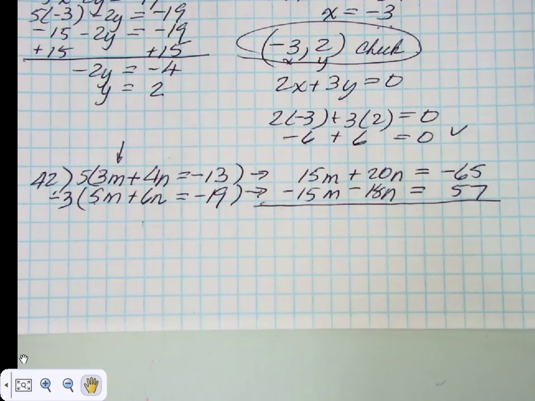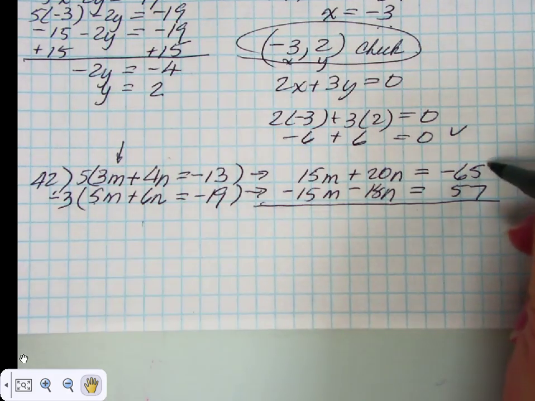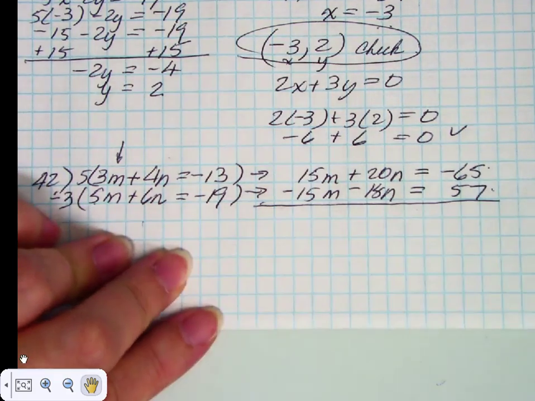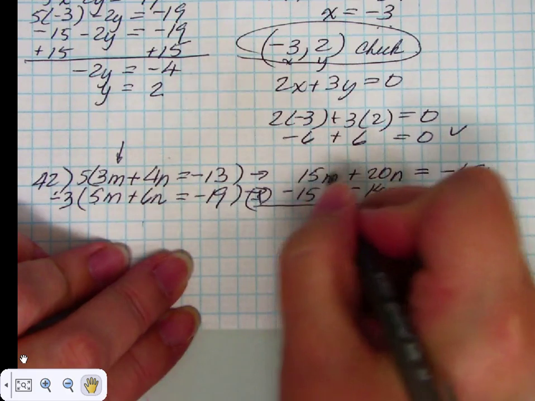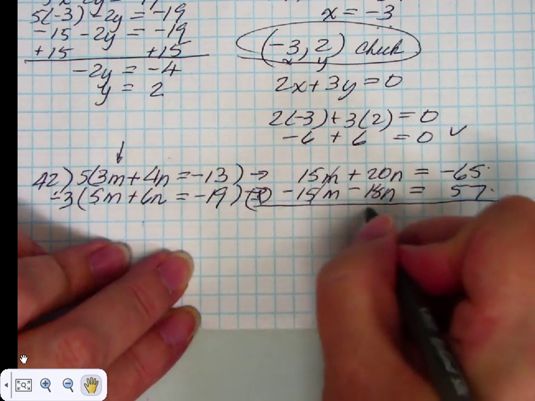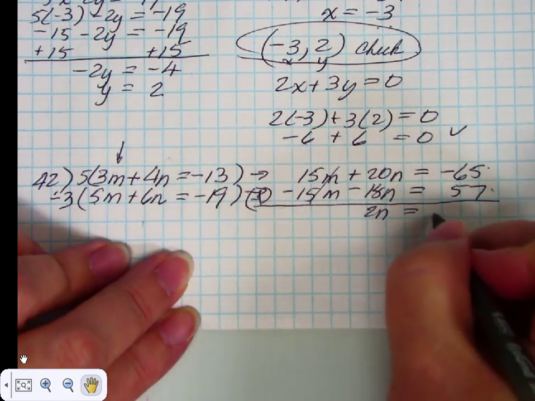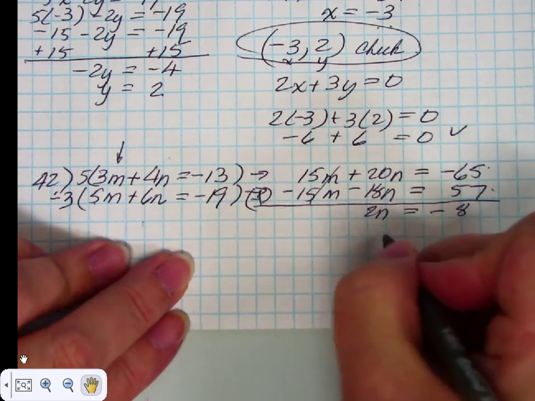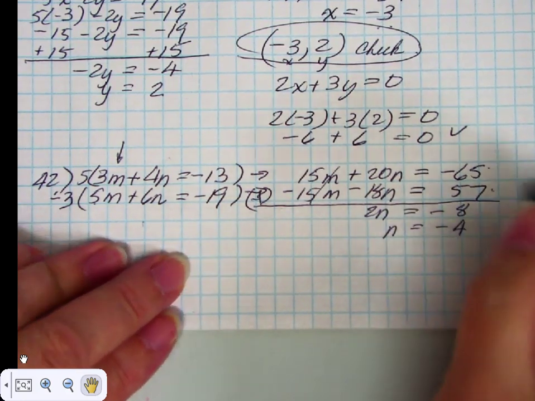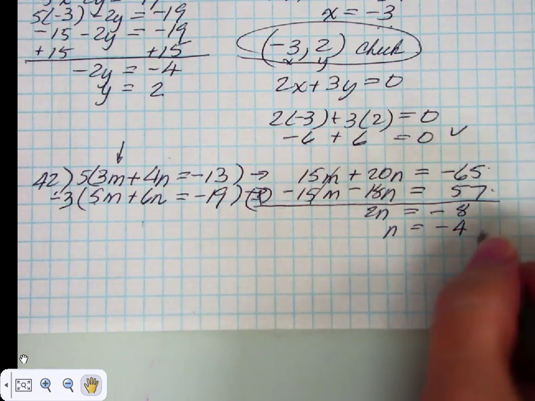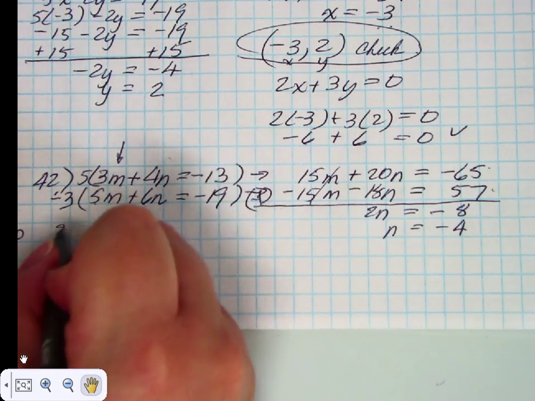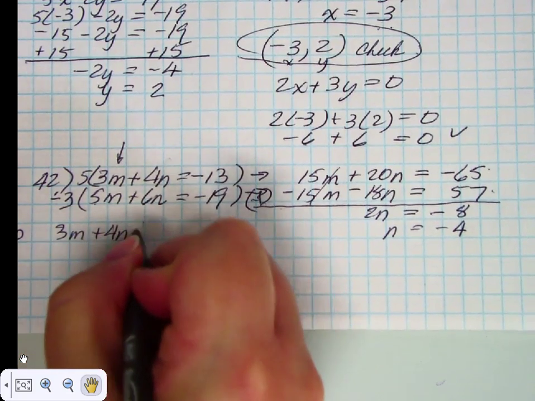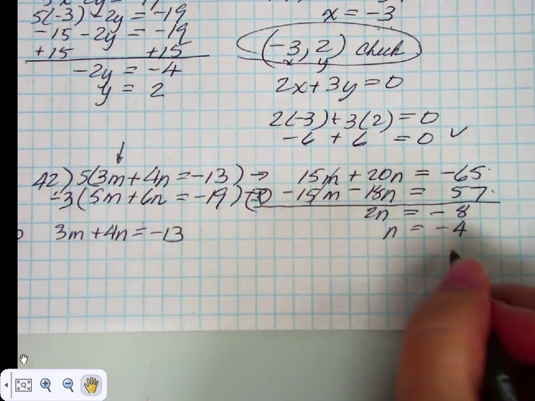Okay, did you get this? Did you remember to multiply the back numbers here? All right, so now as I add down, these are going to cancel. I'm going to end up with 2n is equal to negative 8. So n is negative 4. Okay, so now, remember, do the top part of the original to solve for the other variable.